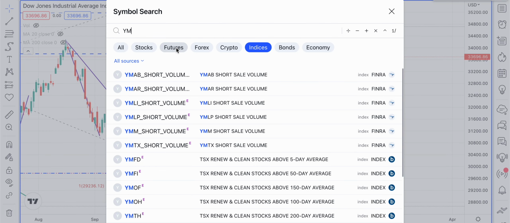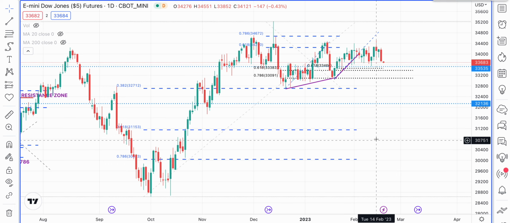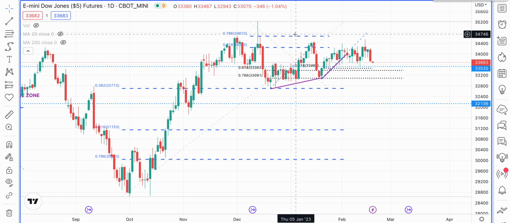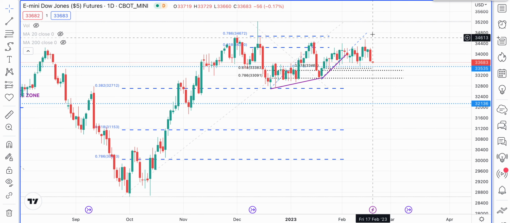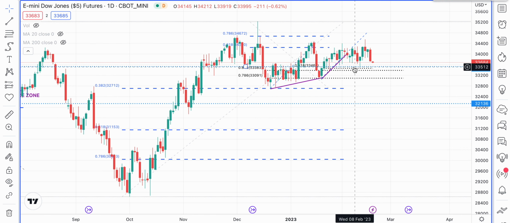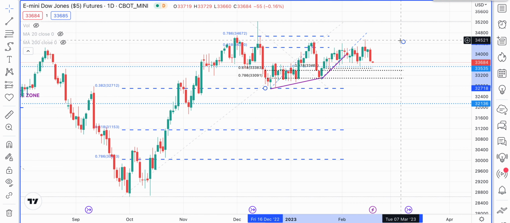Let's quickly take a look at the YM futures as well. So similar kind of pattern, we were looking for an ABCD one-to-one projection for a double top, potential double top here. However, the market is just finding resistance here. The key level to watch is going to be around 33,383 as the next key level to watch.